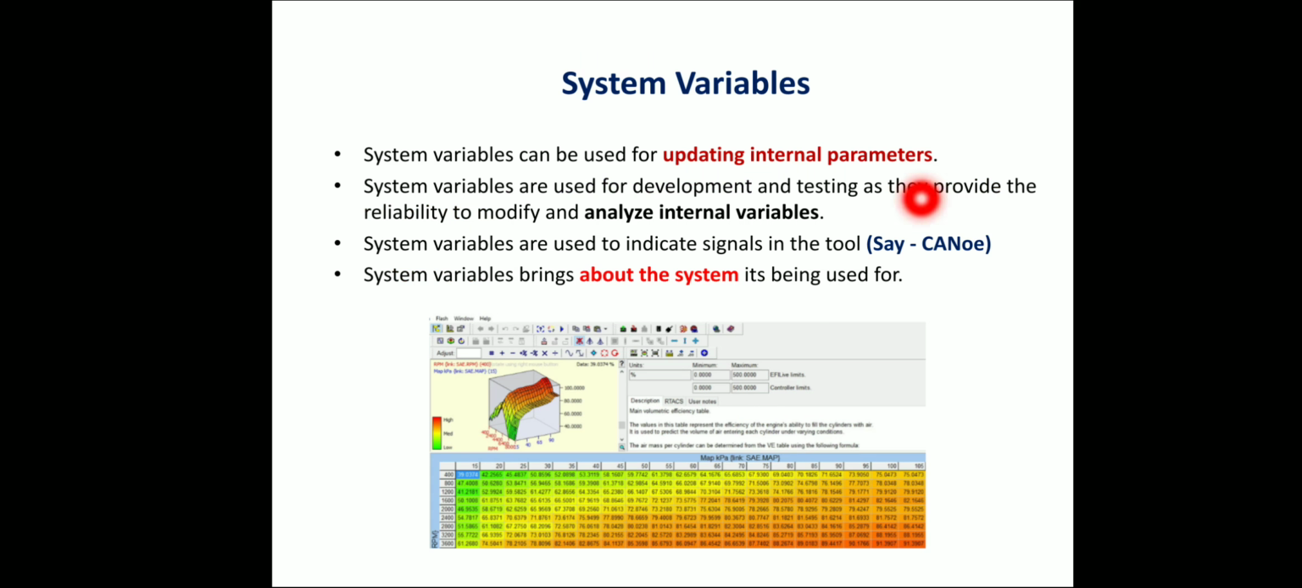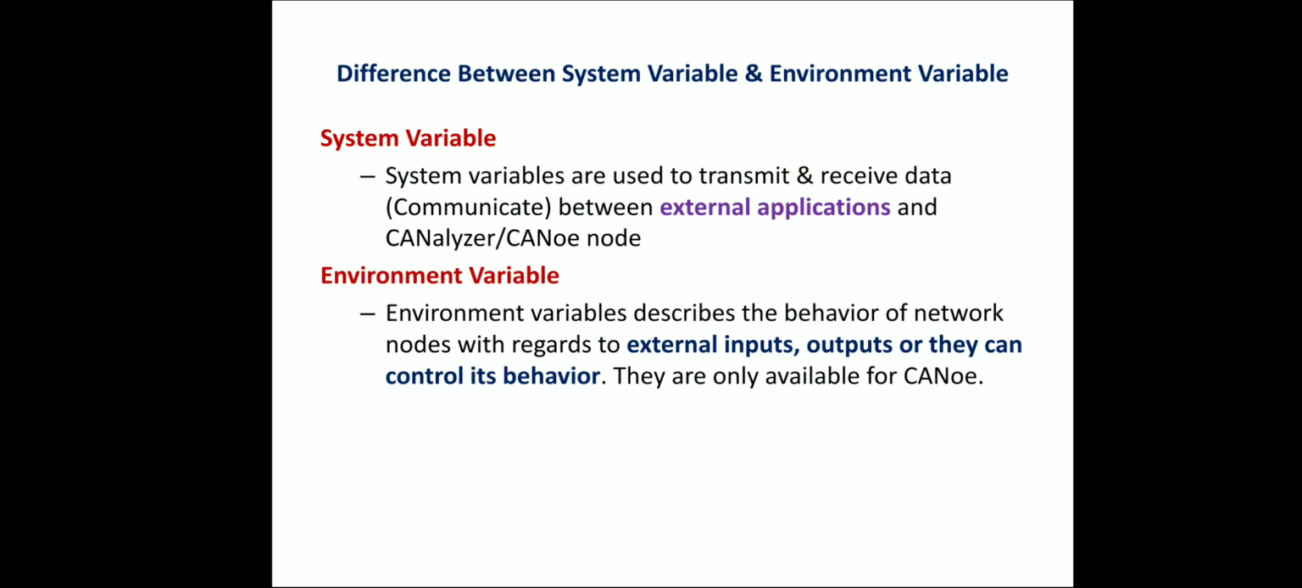System variables are used for development and testing, as they provide the flexibility to modify and analyze the internal variables. This is the exact statement you have to give for the system variables and environment variables. And the next question is, what is the difference between system and environment variables?